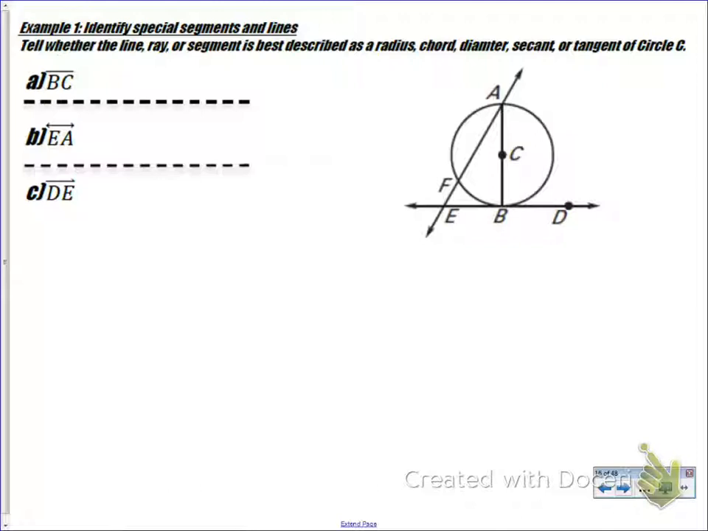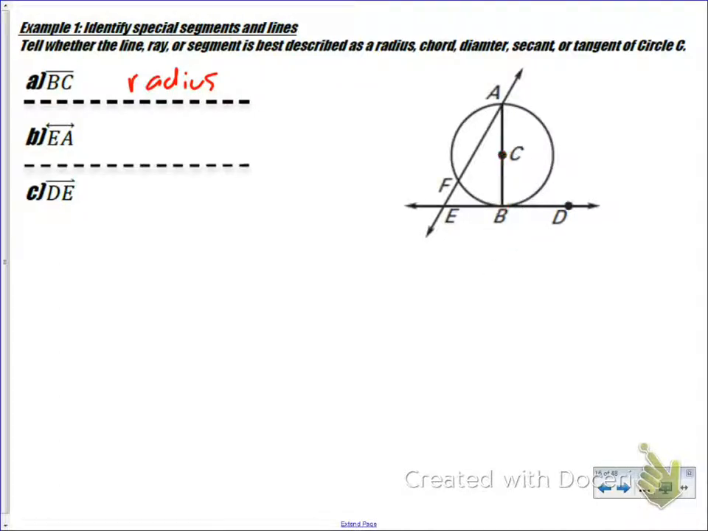All right, so let's identify, based on this diagram, what these are going to be. So we want to know if it's going to be a radius, a chord, a diameter, a secant, or a tangent. So start with the segment BC. Segment BC has endpoints at B and C. And one of those endpoints is the center of the circle, the other one being the actual circle itself. This is the definition of a radius. So BC is going to be a radius.